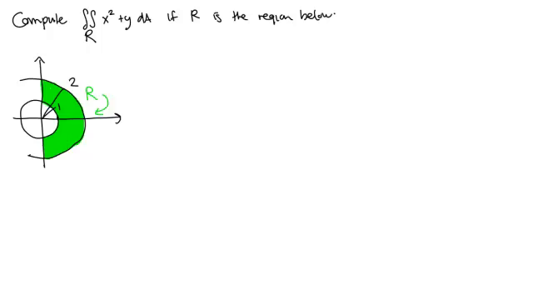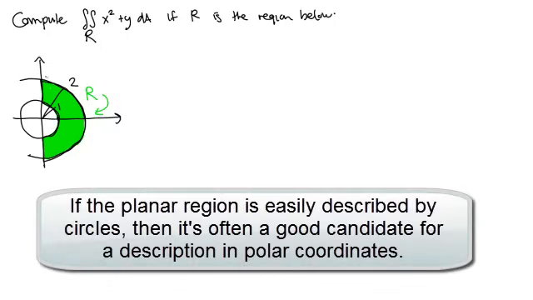Compute the double integral of x squared plus y dA over the region R if R is the region shown below. So R is this particular shape right here, which is sometimes called an annulus, a section between two concentric circles. Now notice that an annulus is very easy to describe in polar coordinates.